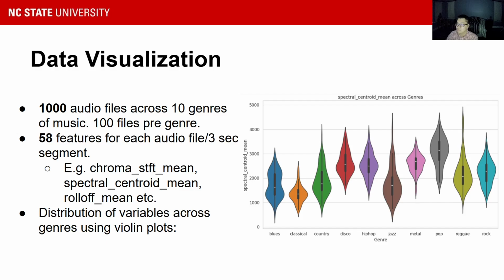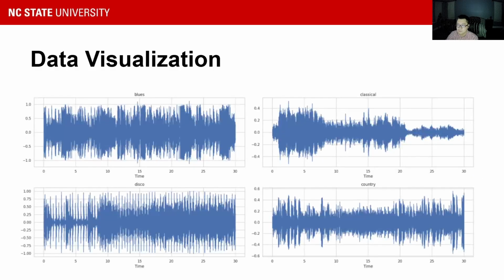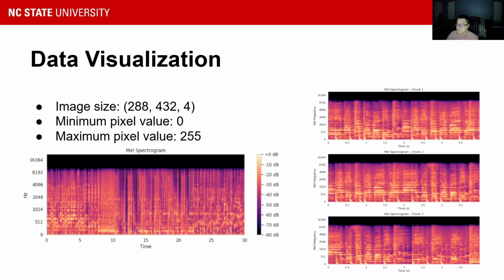Here are some diagrams from our exploratory data analysis phase. For example, the violin plot shows the distribution of a single feature across different genres, demonstrating that different genres can have very distinct feature distributions that will aid in classification. There are also these waveform diagrams and the mel spectrograms. These are generated based on the audio clip. Only these mel spectrograms are used in the CNN part of our model. The violin graphs and waveforms are for visualization purposes only.